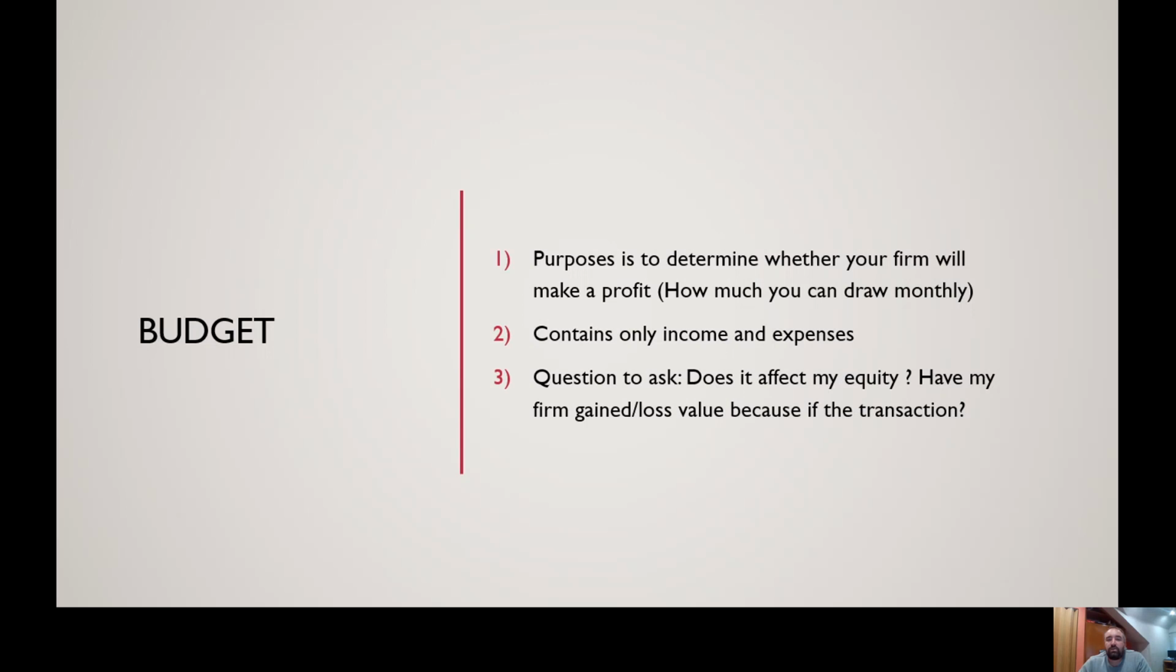So in the previous session, we did our income statement and balance sheet. So all of the lines included on our income statement are included in the budget. To know whether something should be included in your budget or not, you have to ask yourself the question, does it affect my equity? Have I either gained value or lost value because of this transaction? Has my firm gained or lost value if this transaction takes place?